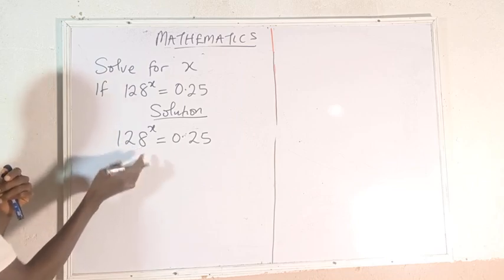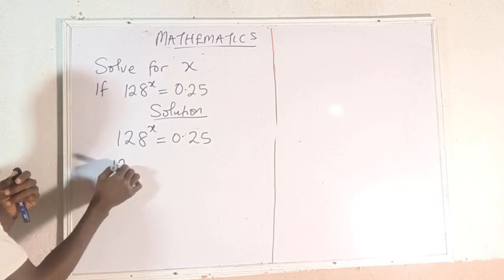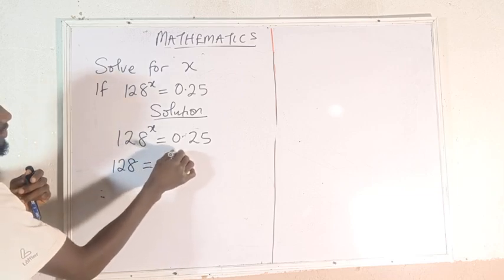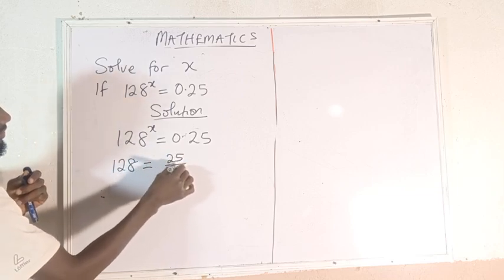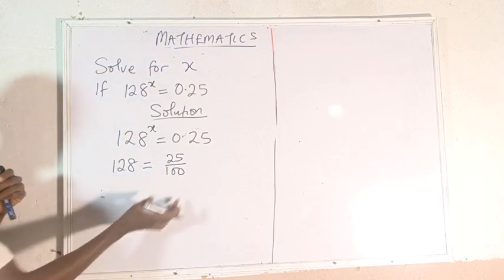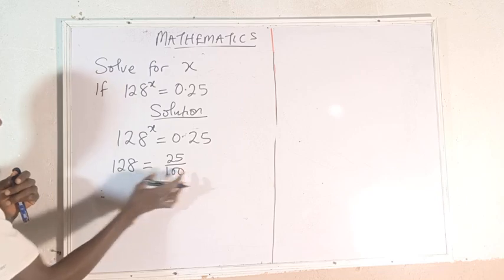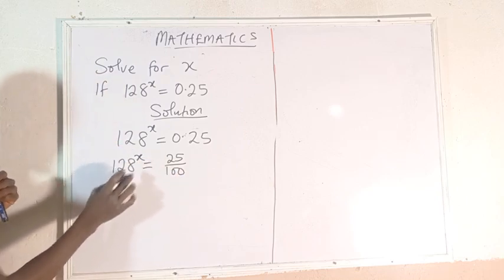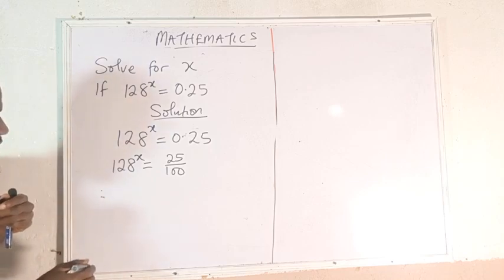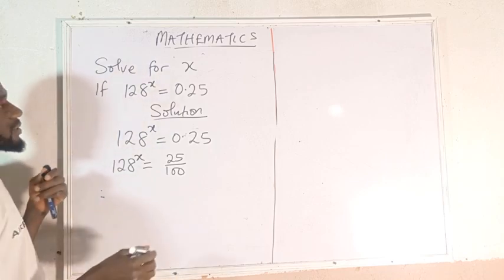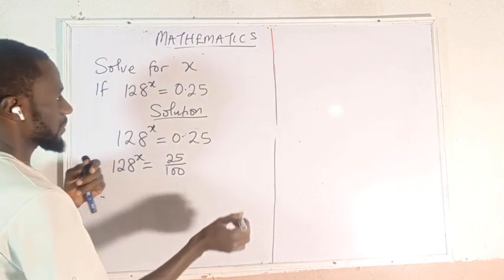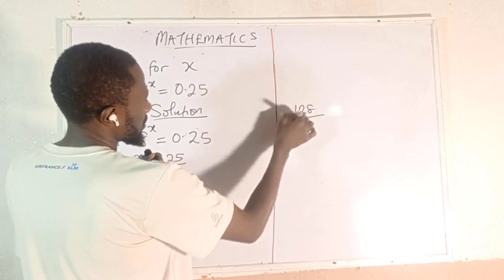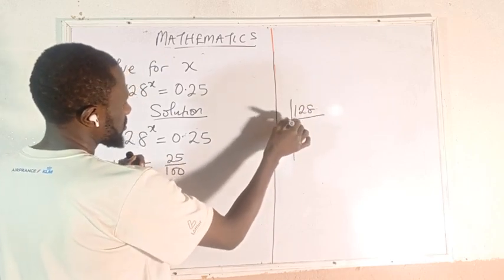If you have 128 is equal to, here we can say 25 over 100. This is, now we change the decimal into a fraction. Also, this one we can change into the exponential form, where we can say 128 we keep dividing by 2.